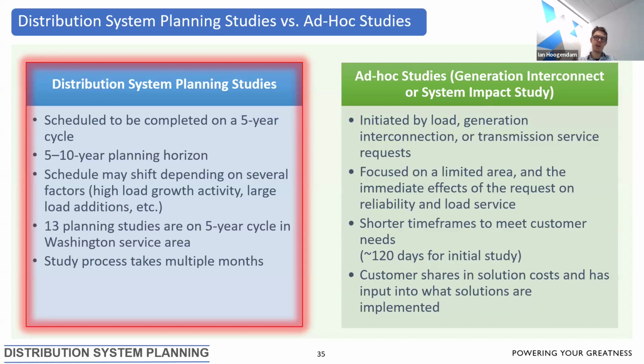So in addition to the cyclical 5-year planning studies, there's also another type of study that PacifiCorp performs, and we call those ad hoc studies, also known as system impact studies. Those studies are conducted when customers that have a significant load or generation are requesting to be connected to the system. These studies address the specific area where that connection is being proposed, and if that request would strain the system beyond its design limits, the customer may potentially share in some of the solution costs, but also contribute some input into the solution that's implemented.